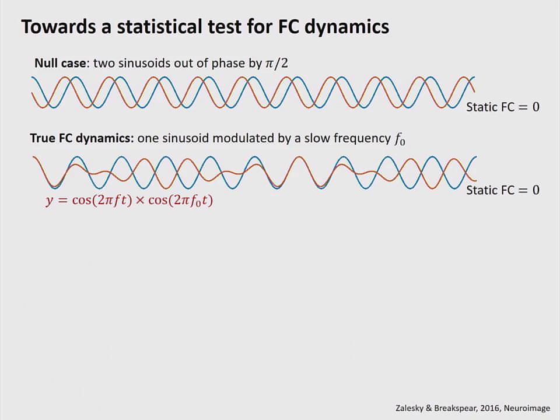More recently, in some work that I did with Michael Breakspear, we looked at this model in a little more detail. So not only did we consider the null case, where there was no dynamics in the sinusoid between the two signals, we also considered a case where we introduced dynamics. You can see that here we modulated the sinusoid by a slow frequency denoted f0 here. And we can see that at given times, the two signals are anti-correlated, then they become correlated and anti-correlated again. And this is what we define as dynamic FC, this behavior of going in and out of correlation.